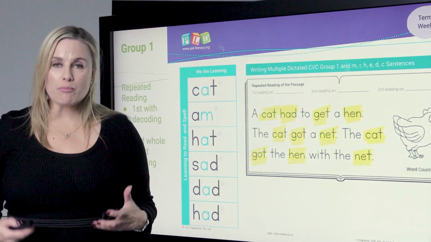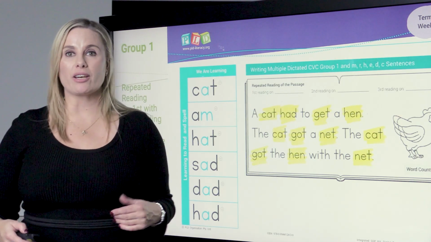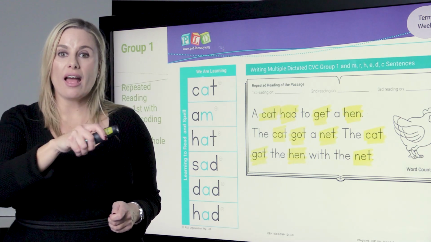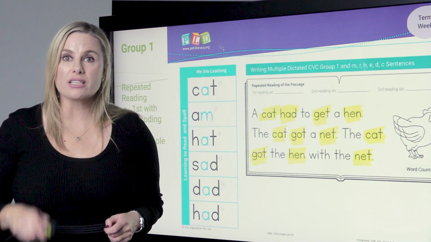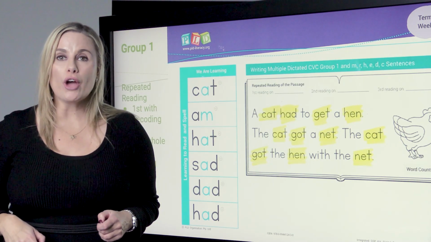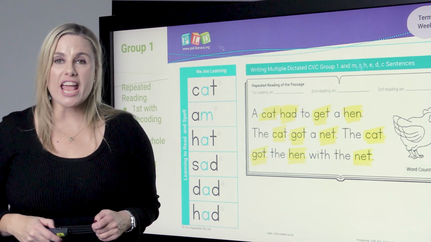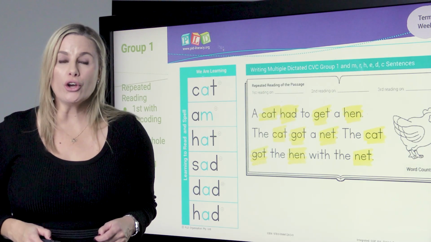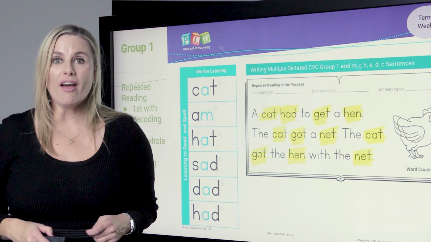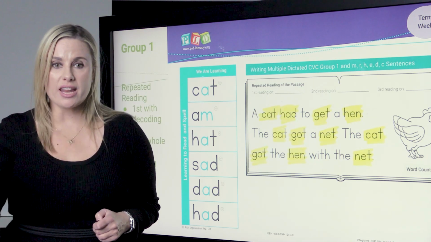You will repeat the same process with group 2. The first reading is to decode, then it is repeated reading practice. At, cat, ad, had, to, get, an, hen. The, at, cat, got, net. The, at, cat, got, the hen, with the net.